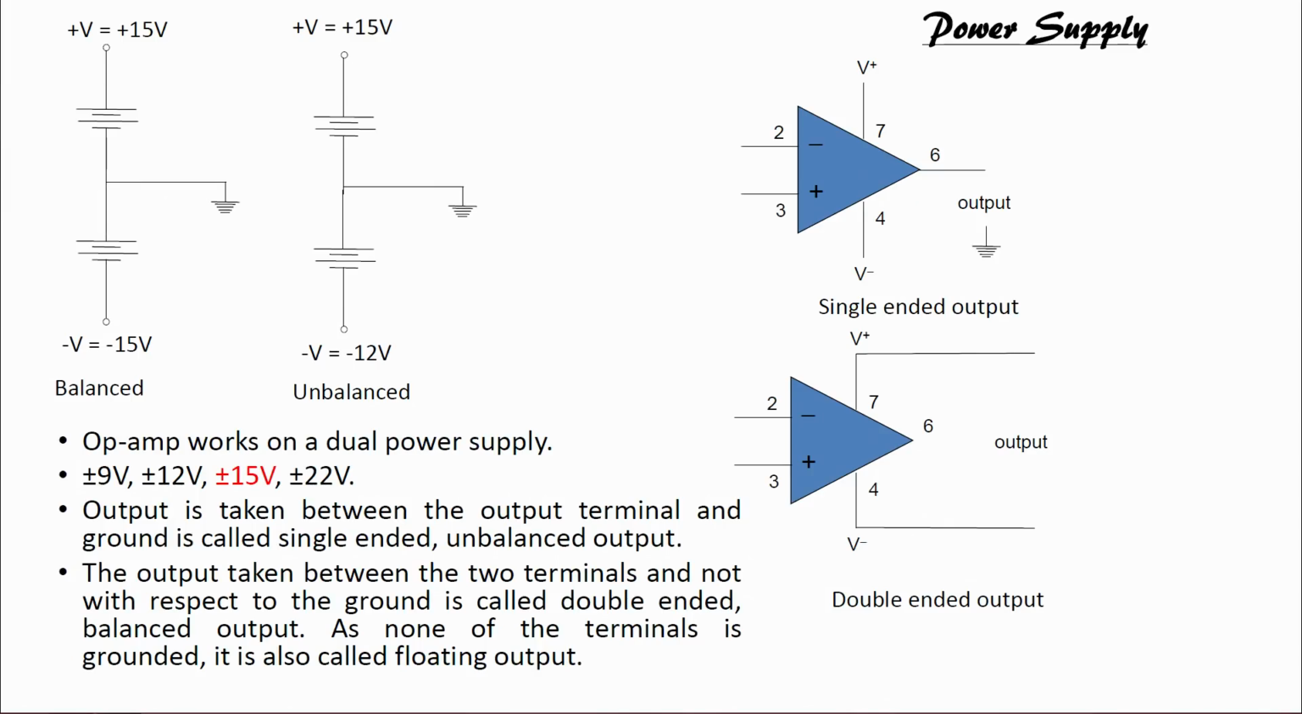Then we have seen balanced and unbalanced power supplies, and we have seen single ended output and double ended output. I will just skip this fast, just to make sure that balanced and unbalanced power supplies are used in several applications. In most applications you will see a balanced power supply, while some applications also use an unbalanced power supply. Same way, single ended output is with respect to ground, while double ended output is not with respect to ground, that is why it is also called floating output.